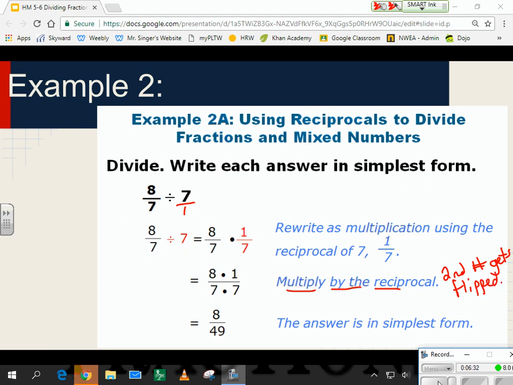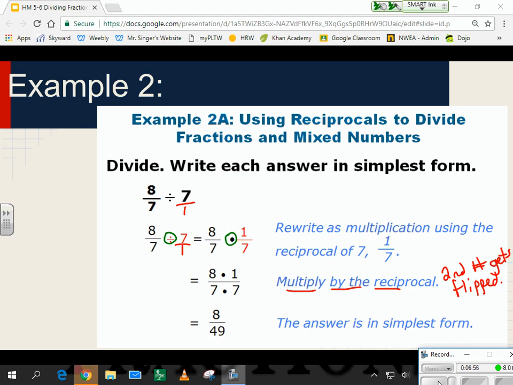Okay, flippy floppy is another way you'll hear me say it. So, as you can see, we took 8/7 divided by 7, and we then changed the division to multiplication, and we flipped 7 over 1 to be 1 over 7. Now all you do is the same exact thing we've done with all the other multiplications.